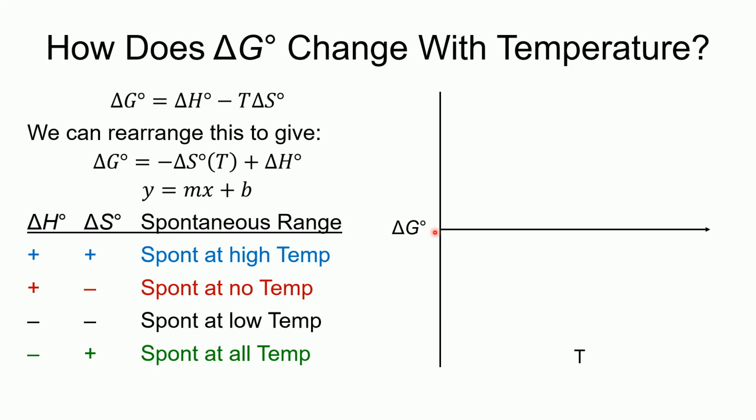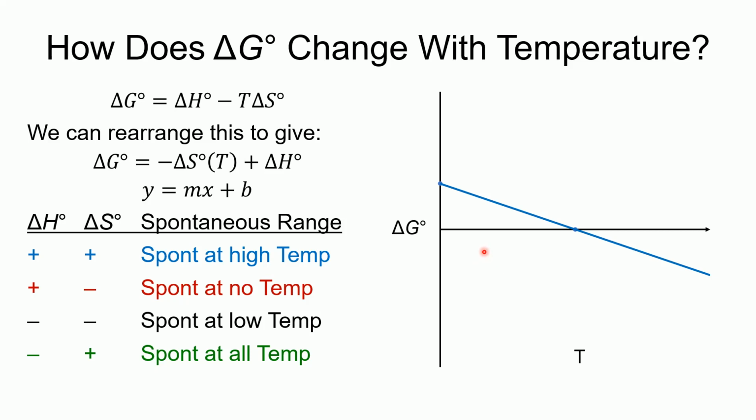So let's do each of these four. We're going to start with the blue one, which is positive, positive. If delta H is positive, then that means that our y-intercept is positive. So that line will intersect somewhere up here. And if delta S is positive, then that means that our slope is negative because our slope is equal to negative delta S. So negative of a positive will give us a negative number. Well, a negative slope is going to go down. So that blue line would look something like this.